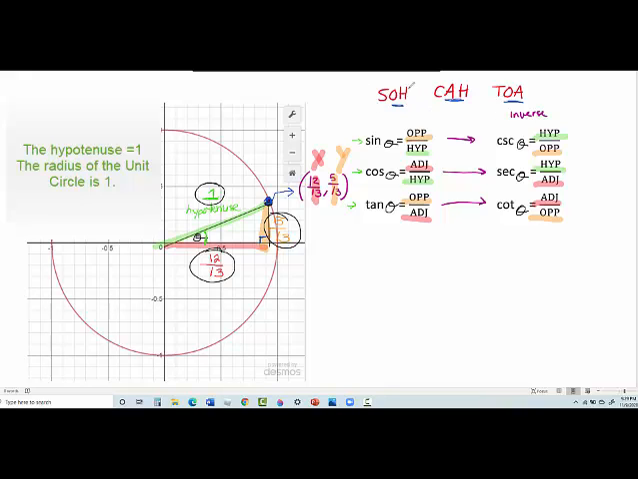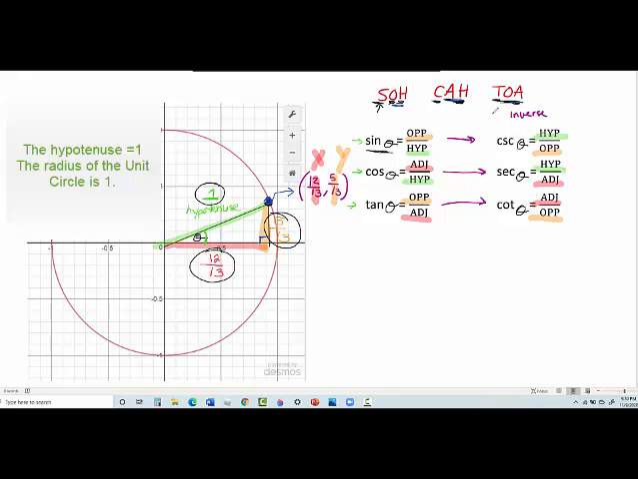SOHCAHTOA is something you may have heard before. It's how I remember what the ratios of the sides are. Somebody had taught me that, and it stuck with me. So sine is the ratio of the opposite side over the hypotenuse. Cosine is the adjacent over the hypotenuse. And tangent is the opposite over the adjacent. If you can remember SOHCAHTOA, then you will remember what those ratios are. Sine is opposite over hypotenuse, cosine is adjacent over hypotenuse, and tangent is opposite over adjacent.